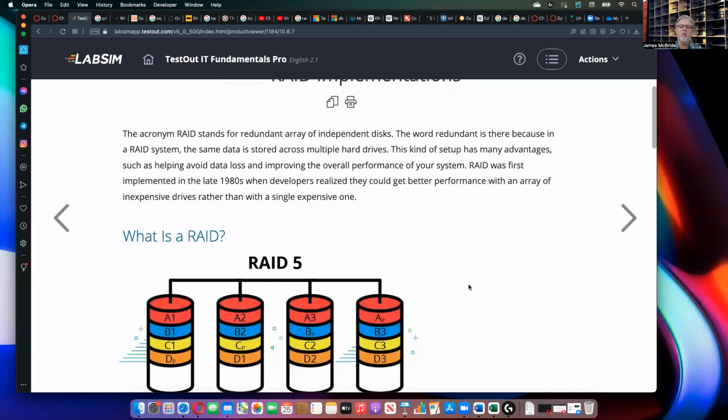So one of the things here with RAID is, yeah, it was first used in the late 80s when they realized they could get better performance with an array of inexpensive drives. Basically, there was a couple of things happening. Hard drives were so expensive, really expensive. So it was cheaper to buy a whole bunch of small drives and then make them act as one.